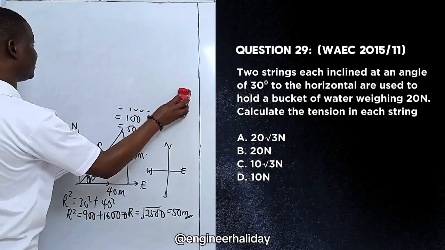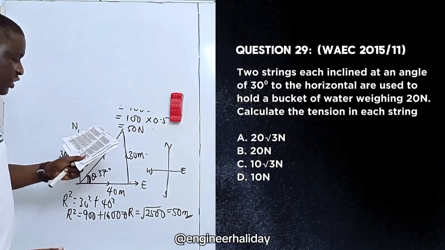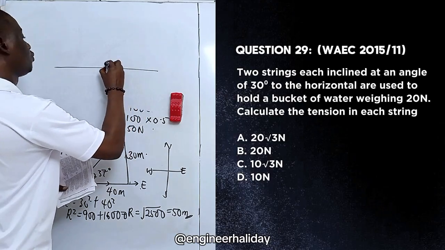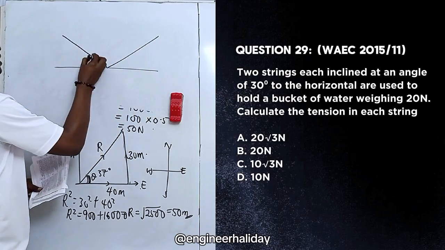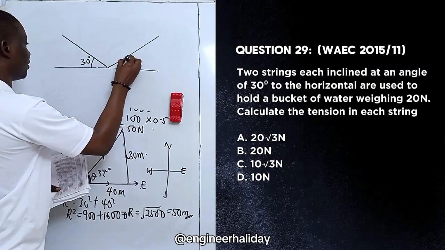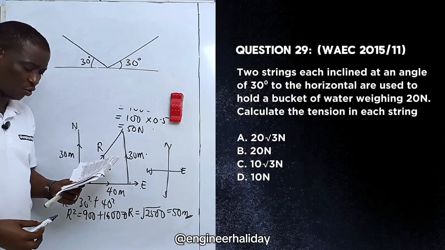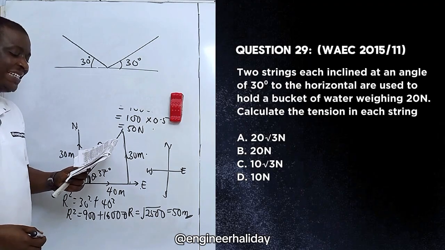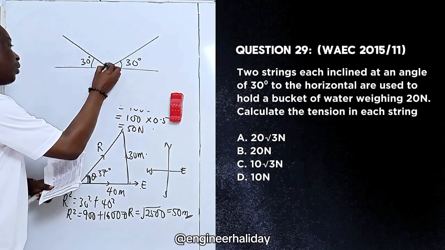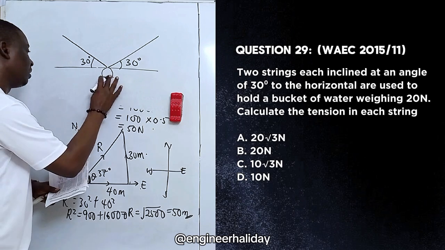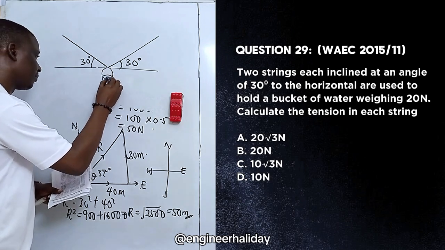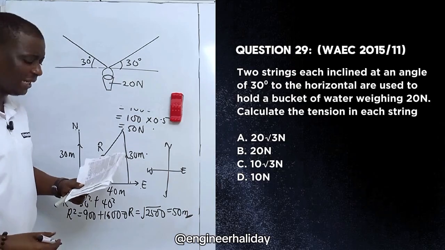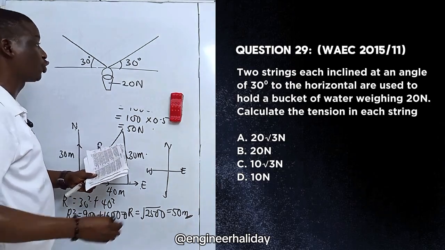This one is a very technical question. Two strings, each inclined at an angle of 30 degrees to the horizontal. Why do I draw it like this? Let's go further. He said to the horizontal, I used to hold a bucket of water weighing 20 Newton. Calculate the tension in each string.